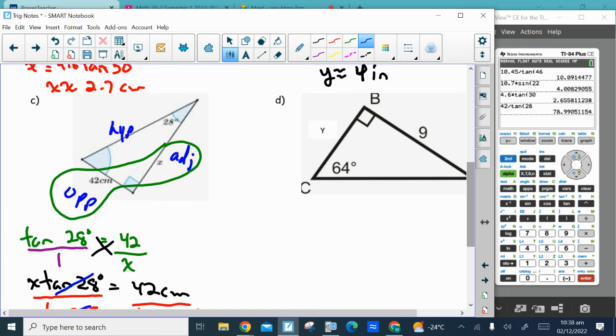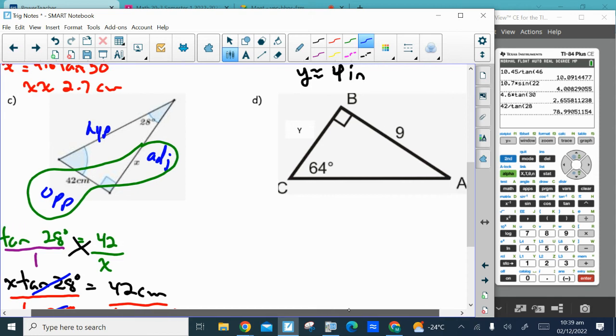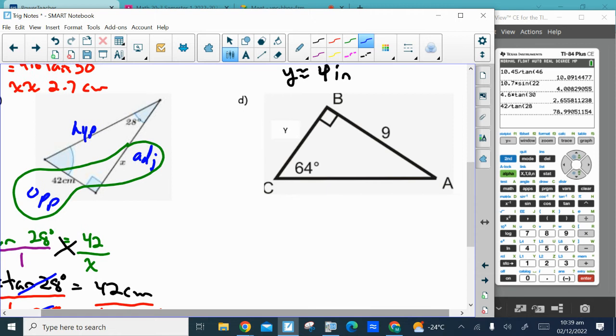If we look at that x, it's a much larger side than the 42, so it's going to have to be greater than 42. The 42 is across from a 28-degree angle, so that 28 would be the smallest angle. It's opposite the smallest side. The adjacent side would have to be bigger. Okay, try that last one on your own, and then we'll check it.